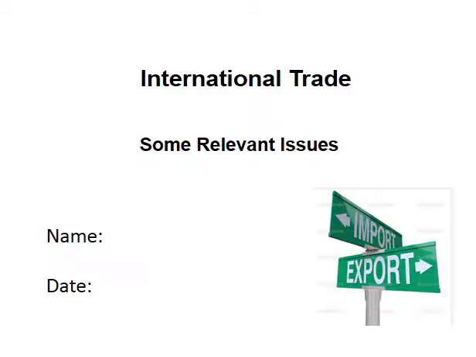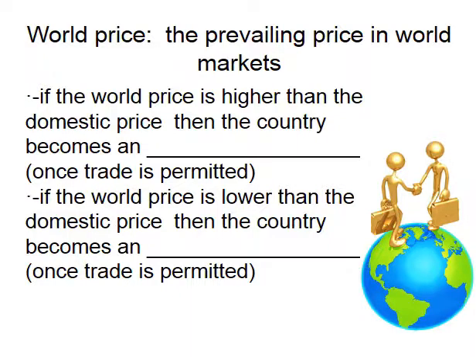We are looking at the beginning of protectionism for international trade, so we're going to look at some relevant issues. First of all, we need to understand what happens when the world price is either above or below the price that would be existing in your country if there wasn't trade. If the world price is higher than the domestic price, then the country becomes an exporter once trade is permitted. So they must have some kind of comparative advantage, most likely, in that good. If the world price is lower than the domestic price, then the country becomes an importer once trade is permitted.